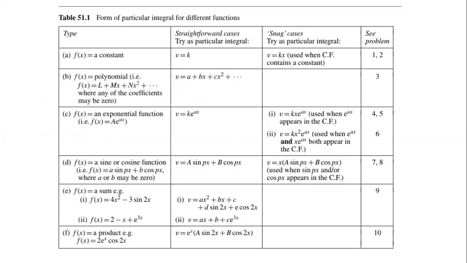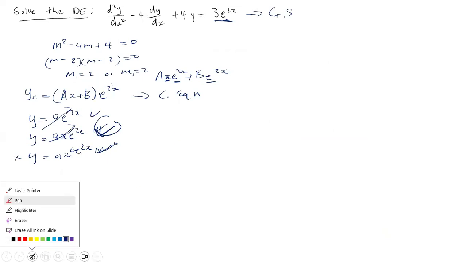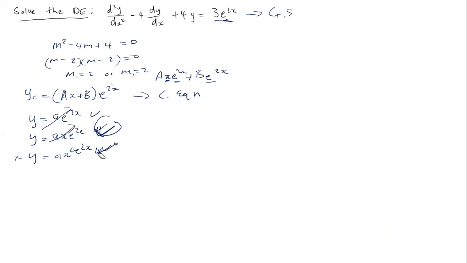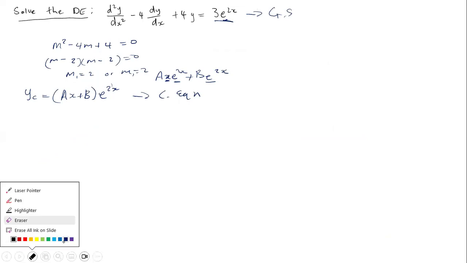So that's why they say to us, when e to the power of ax and x e to the power of ax both appear in the characteristic equation, we're going to use this, where now we have x squared. We no longer have x, but we have x squared. So always take note of that. That means in this case, we don't have to try everything. The procedure is the same throughout. This is actually what I want to show you.